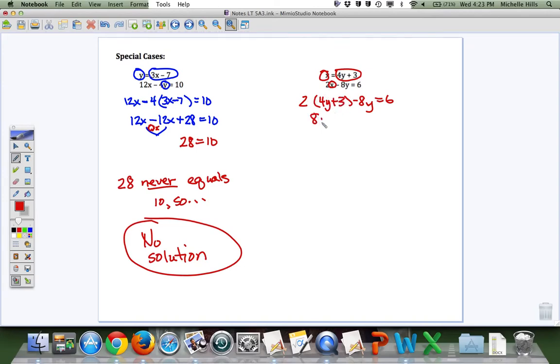Distributing now, I get 8y plus 6 minus 8y equals 6. And then I look, and this positive 8y minus 8y on the same side of the equation is a 0y again. So I end up with positive 6 equals positive 6. And my thought process again is 6 always equals 6.